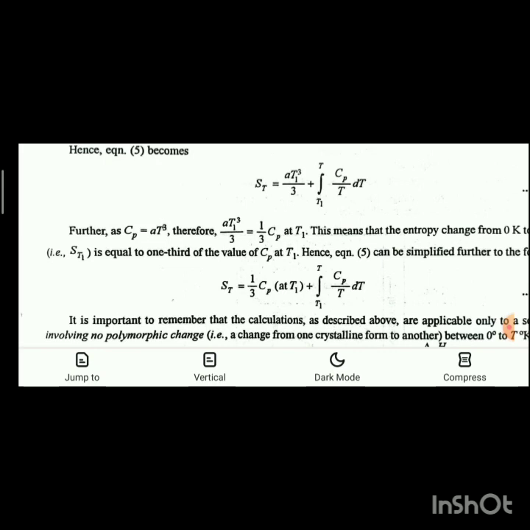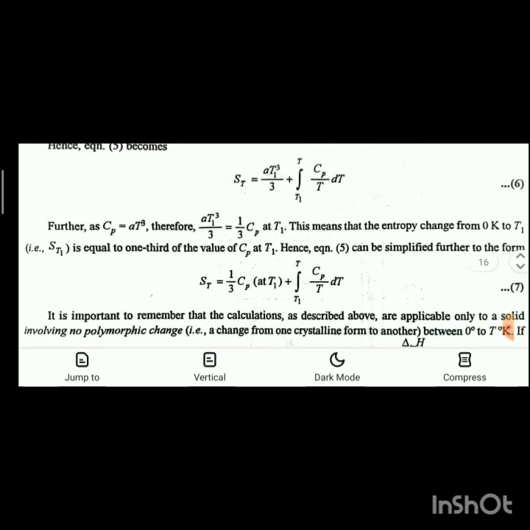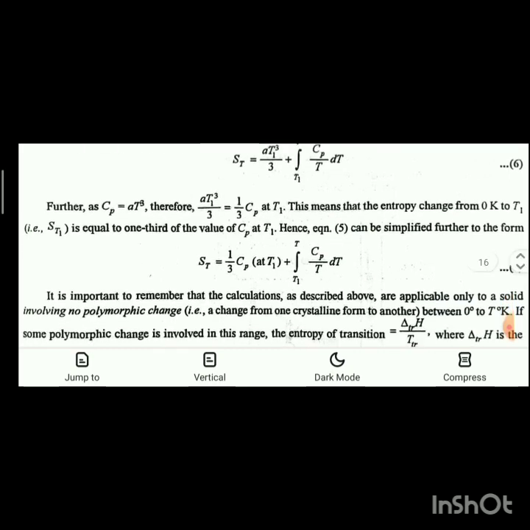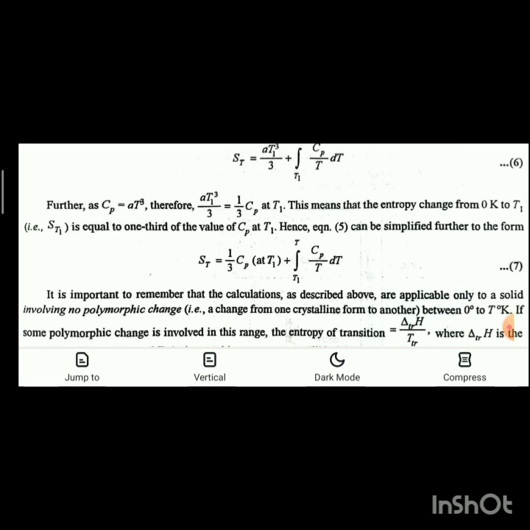Further, as Cp equals aT cube, aT1 cube upon T1 cubed is equal to 1 upon 3 of Cp at T1. This means that the entropy change from 0 Kelvin to T1 Kelvin, that is S_T1, is equal to 1/3 of the value of Cp at T1. Hence this equation becomes S_T equals 1/3 of Cp at T1 plus the integral from T1 to T of Cp upon T dT.